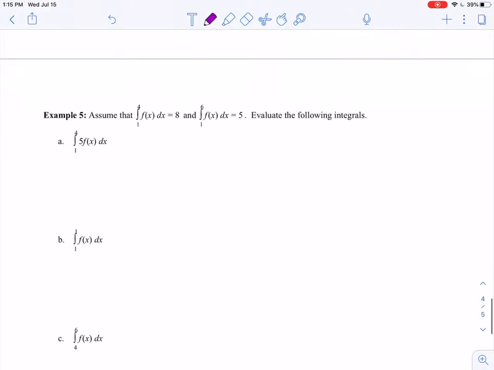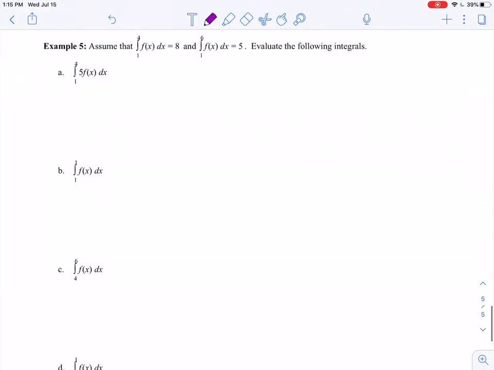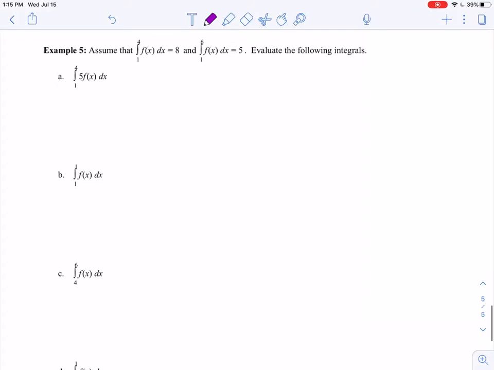So here, to finish this section up, we're going to look at just one last quick example using these integral properties. Assume here that the integral from 1 to 4 of f of x dx is equal to 8, and the integral from 1 to 6 of f of x dx is equal to 5. We're going to evaluate these integrals.